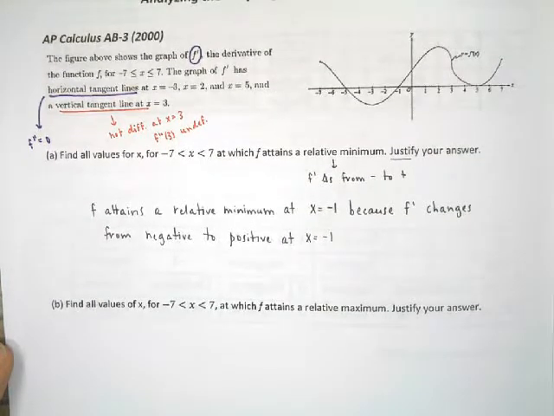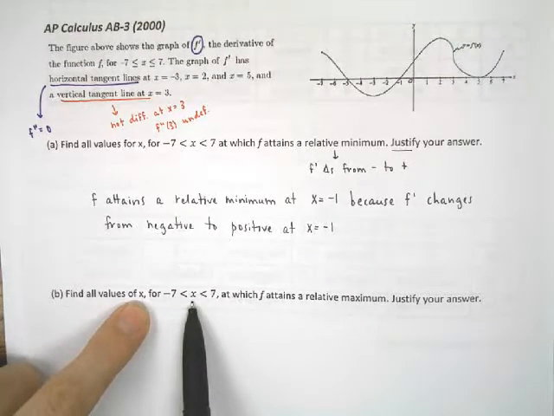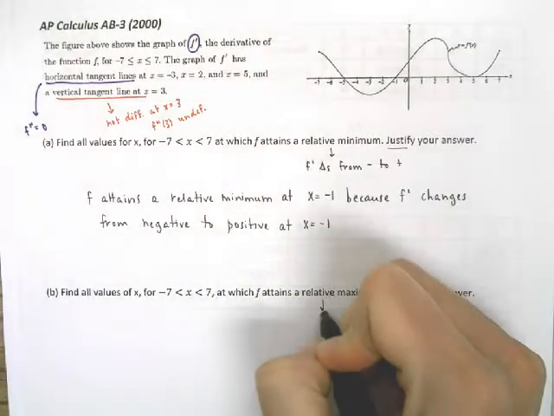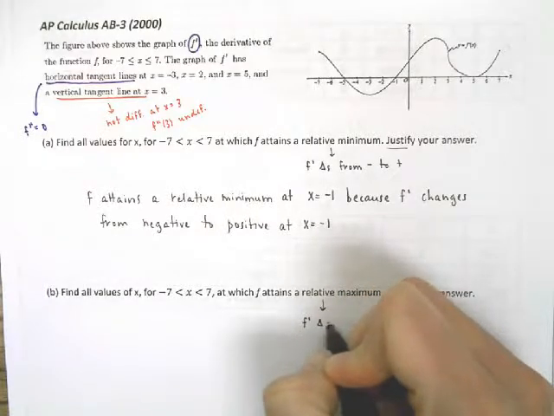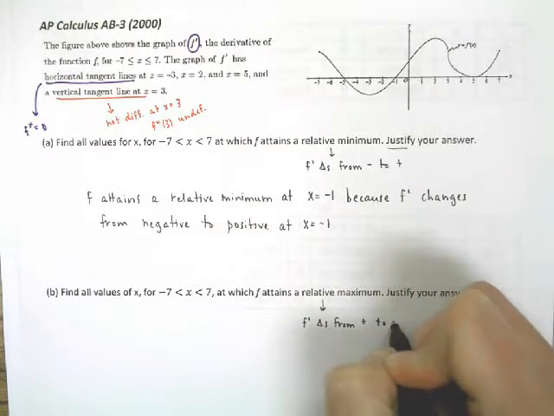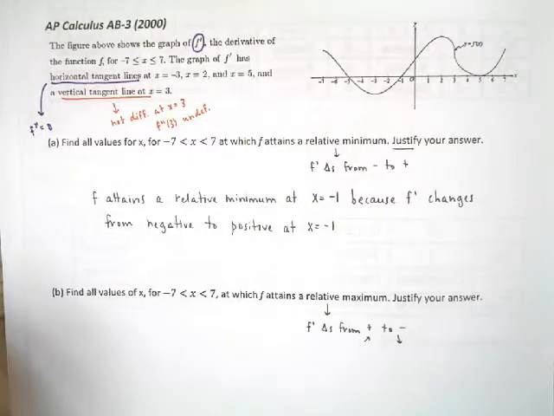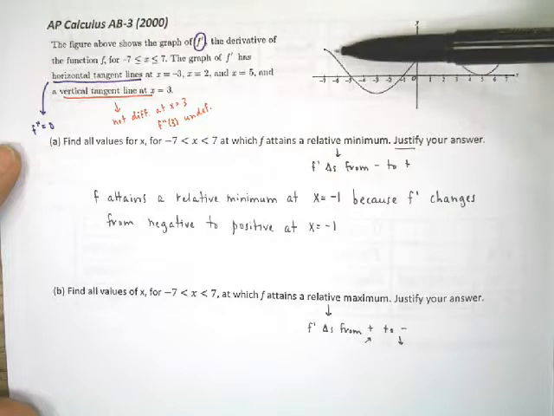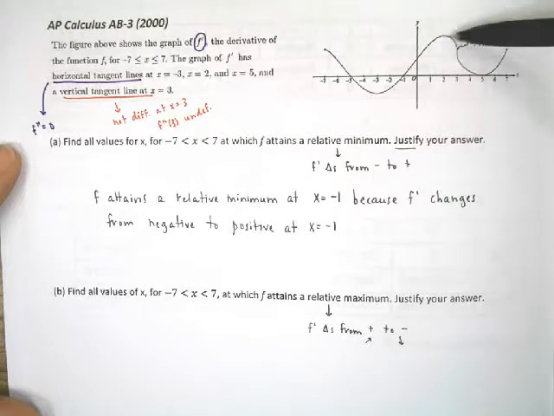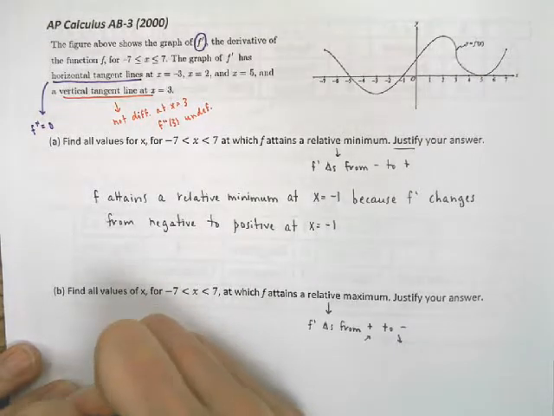Okay, now in part B, they're asking the opposite. They want you to find all values of x, again on an open interval, so we don't have to consider the endpoints, at which f attains a relative max. This I know is where f prime changes from positive to negative, so f goes from increasing to decreasing. I see f prime changing from positive to negative here at x equals -5. There's no other point because here it doesn't actually change signs. So the only value I'm worried about is -5.